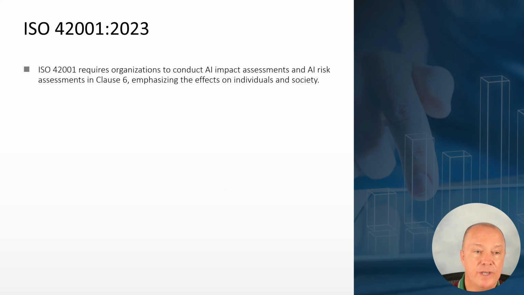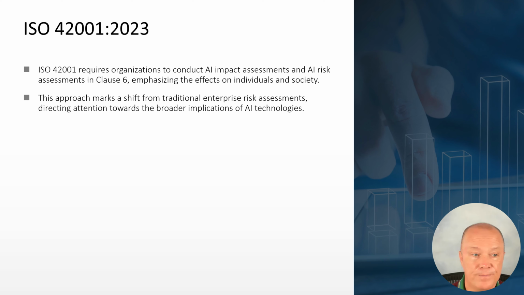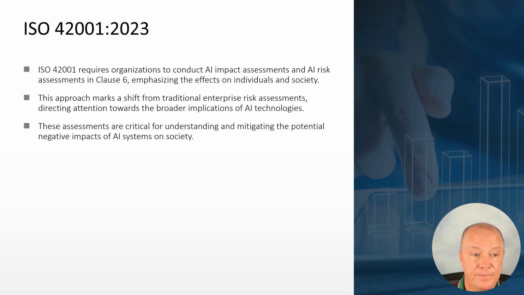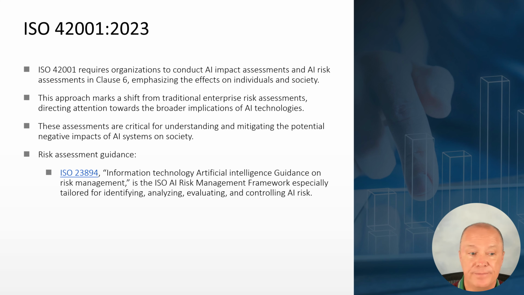So, ISO 42001 requires organizations to conduct AI impact assessments and AI risk assessments in Clause 6, emphasizing the effects on individuals and society at large. This approach marks a shift from traditional enterprise risk assessments that may have typically directed attention more towards internal requirements rather than the broader implications of AI technologies. These assessments are critical for understanding and mitigating the potential negative impacts of AI systems on society.